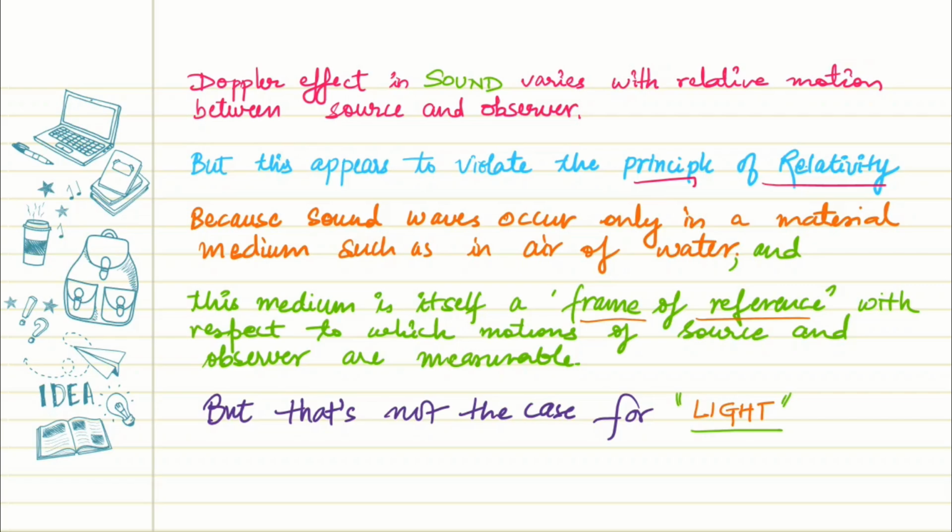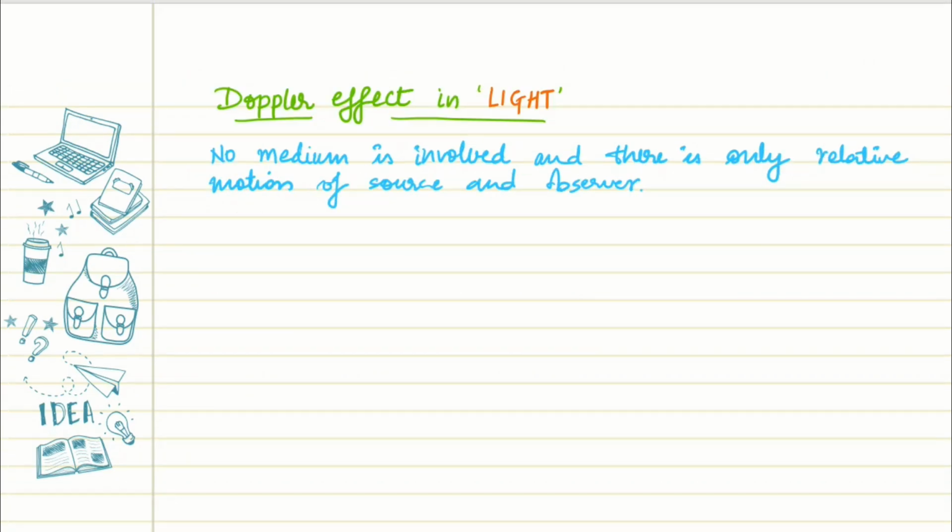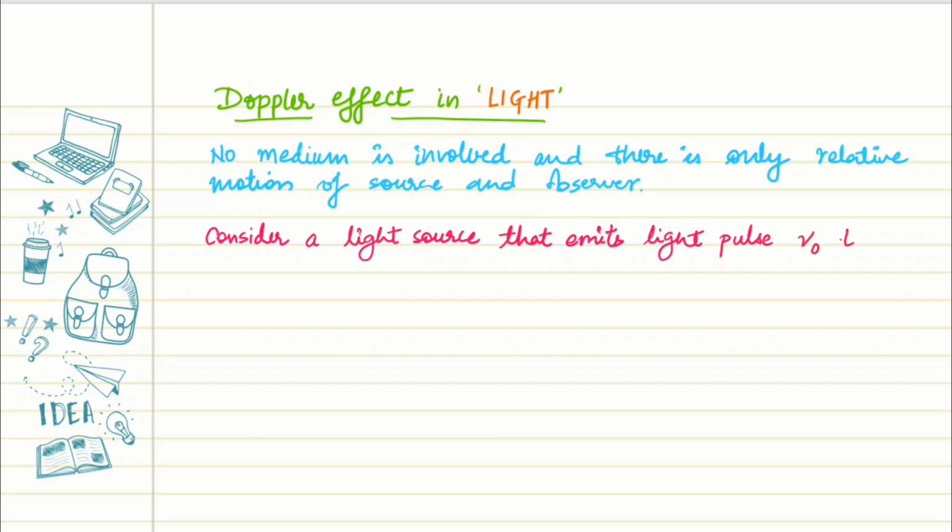So let's see the Doppler effect in light. We all know light needs no medium. So there's only relative motion of source and observer. So let's consider a light source that emits light pulses mu naught times per second. So it's basically a light frequency.